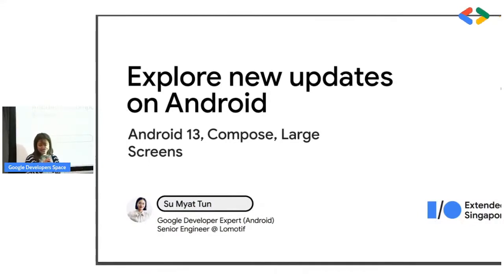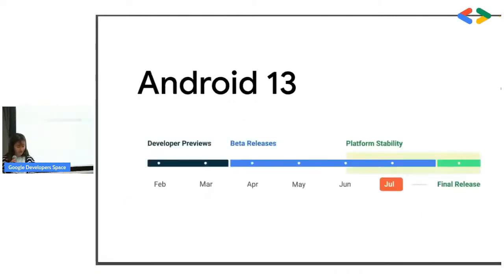app adaptability for the large screens. Okay, so Android 13, the final release is coming out. It is currently in beta 4, and it will be the final release for the stable release.